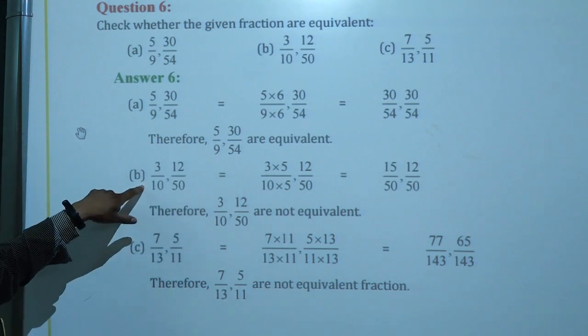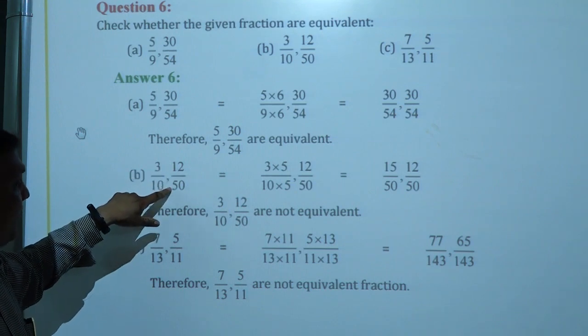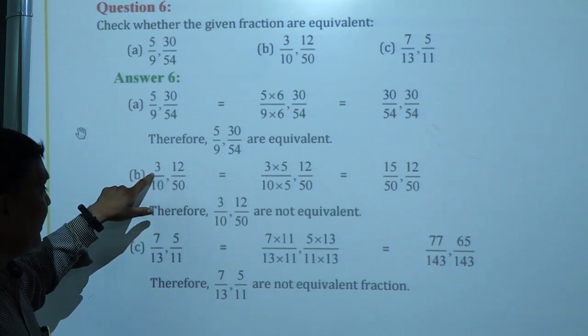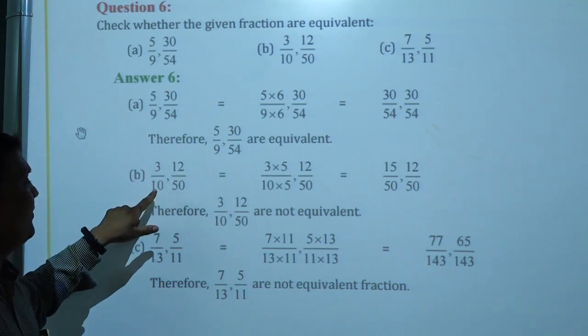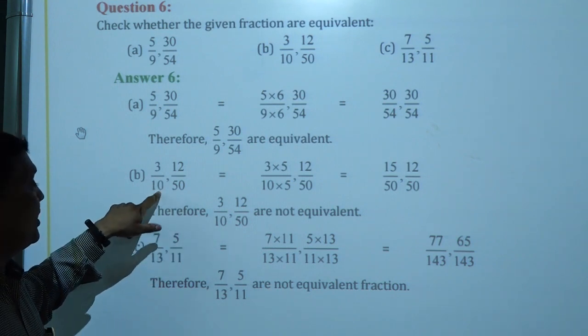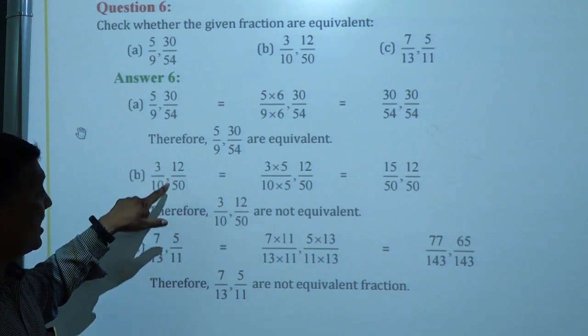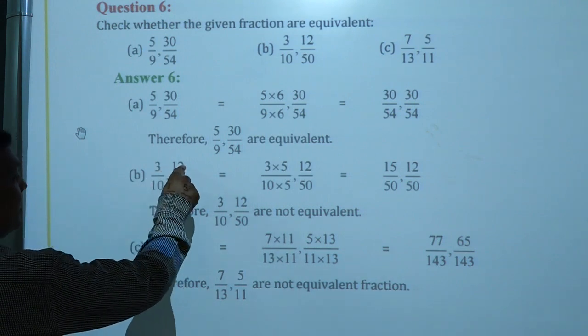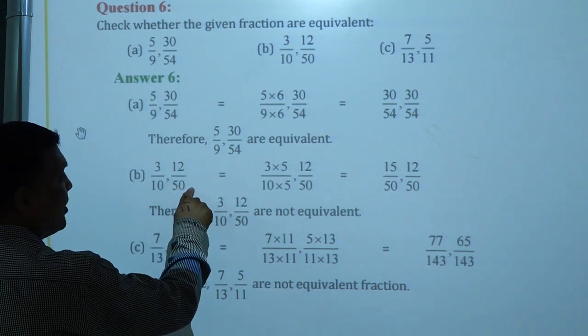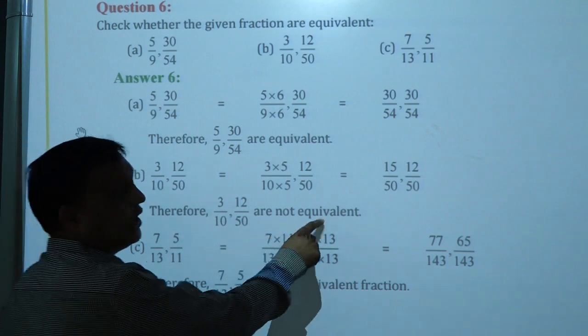Second question, 3 upon 10 and 12 upon 50. If you see in the 3 table, 3 4s are 12, but 10 4s are not 50, 10 5s are 50. So here, these are not equivalent. If I reduce 12 upon 50, it reduces to 6 upon 25. This is not equivalent, so therefore it is not equivalent.